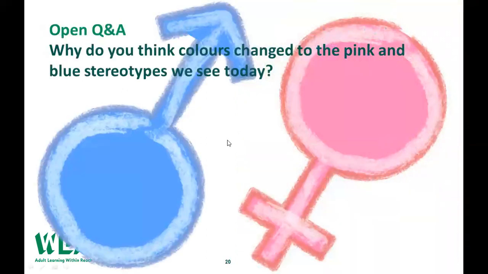So I wanted to ask you, and this is where Fiona's going to pop in, just pause for a moment. I want to ask you all, why do you think colours have changed to the pink and blue stereotypes that we see today? Because it's only very recent this has happened. And some of you may remember back to when you had your children or grandchildren, and I certainly remember as a child and having my children that it didn't seem to be so extreme as it is now.